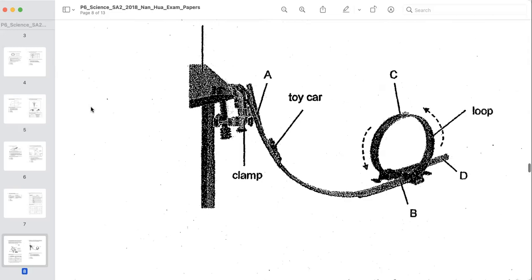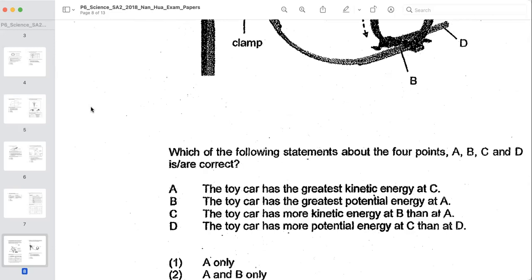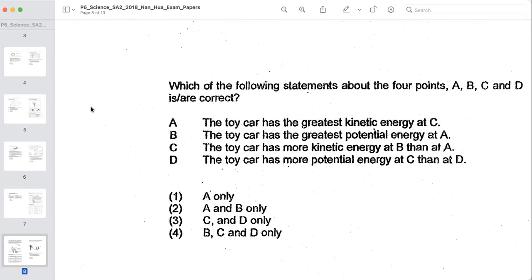At point C, it's wrong to say it has the greatest kinetic energy because at this point, it is at the top of the loop. So there'll be more GPE than KE. So statement A is wrong. So those with statement A, you can safely cancel option 1 and 2.